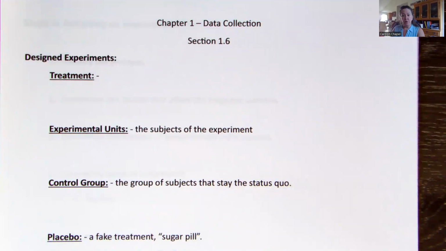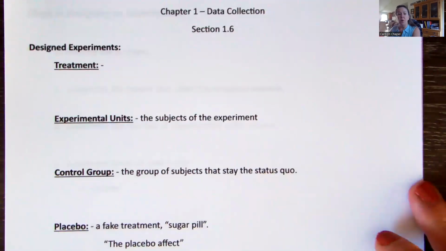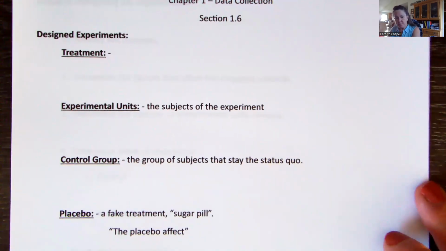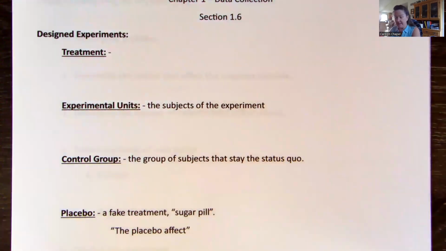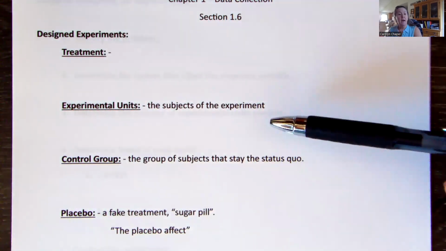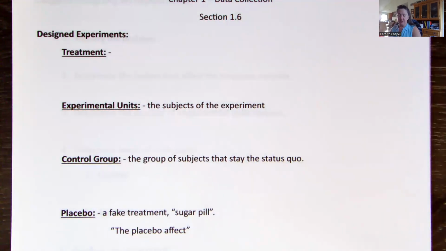And again, subjects could be people or it could be things. So just remember that it is not always people that we are doing these experiments on. We can be doing them on plants, and I'll do an example later on about using plants. An experimental unit, well, that's the subject. That's the person or the thing that we're doing this stuff to.